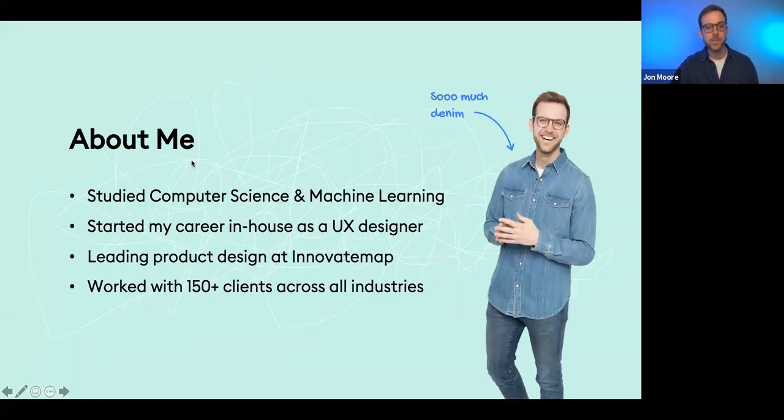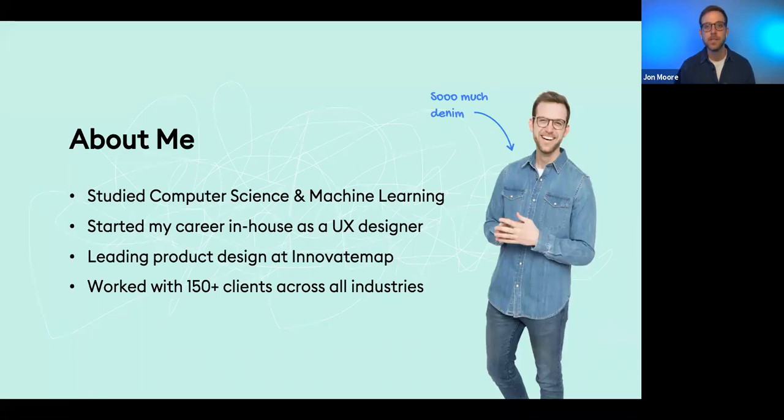So quickly about me, my background. I studied computer science and machine learning. That's actually where my background is in school. And my first job, I started as a UX designer. I joined a UX design team in-house at a marketing software company here in Indy called Teradata, and worked on that team and helped them build new features as you do on a product team. And eventually, after about 3 years, I left and helped start an agency called Innovatemap, and that's where I am today.